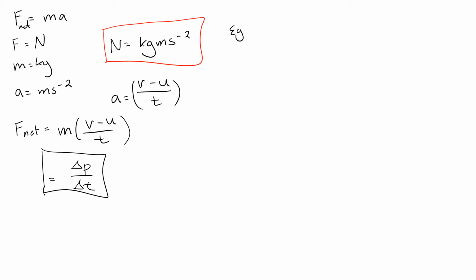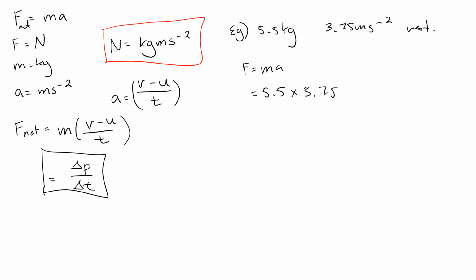If the question says, calculate the net force causing a 5.5 kilogram mass to accelerate at 3.75 meters per second squared west. So, force is equal to mass times acceleration. Mass is 5.5 kilograms and acceleration is 3.75 meters per second squared. If you put that in your calculator, you get 20.625, and the units are newtons. And always remember to put the direction in, because force is a vector, so it needs a direction.